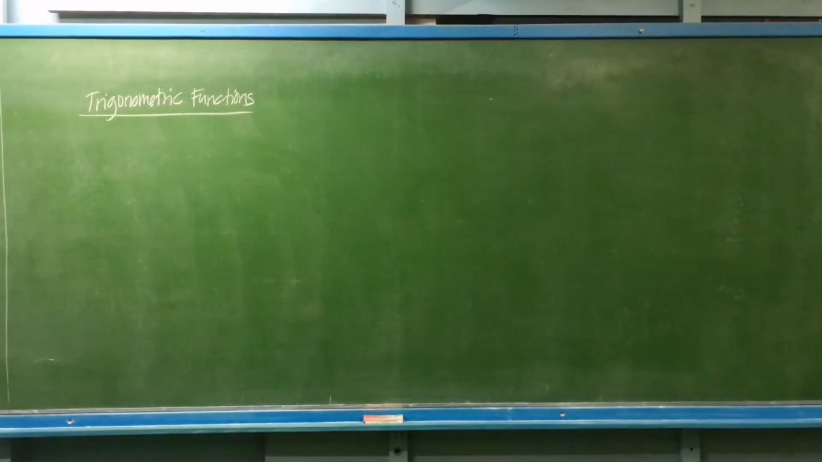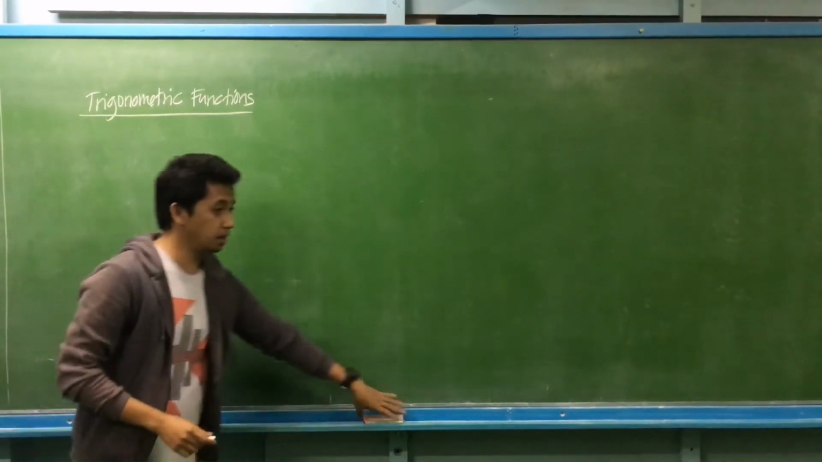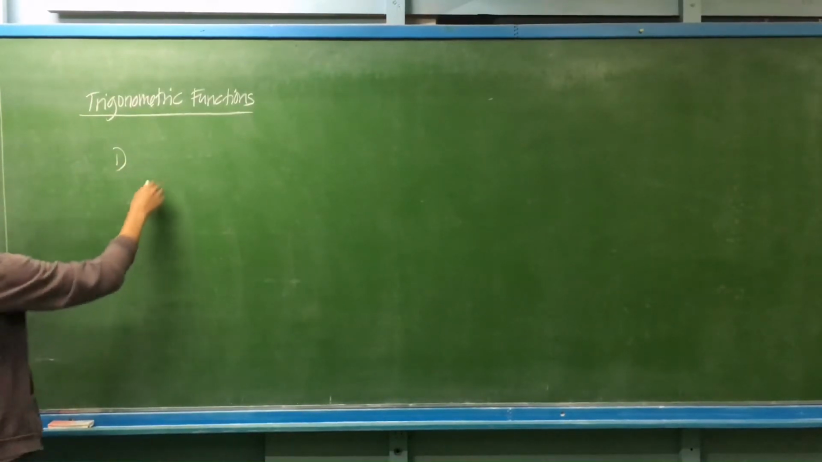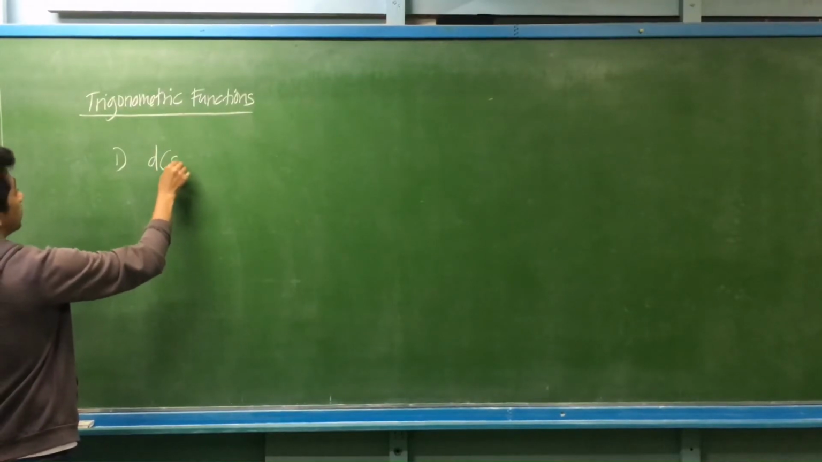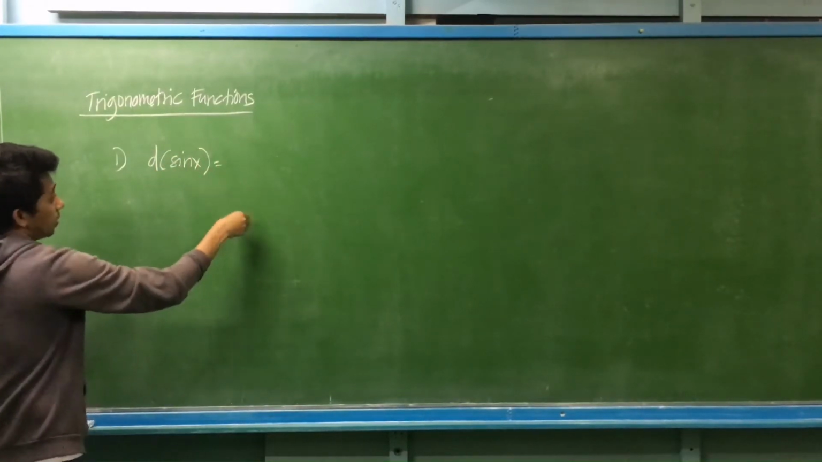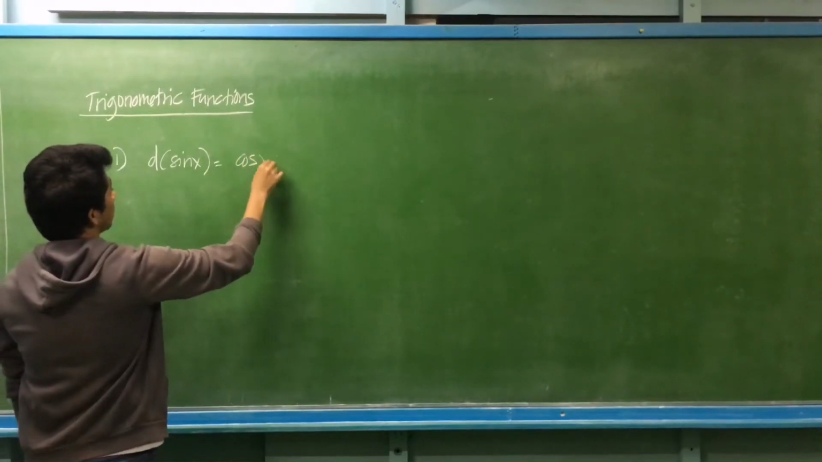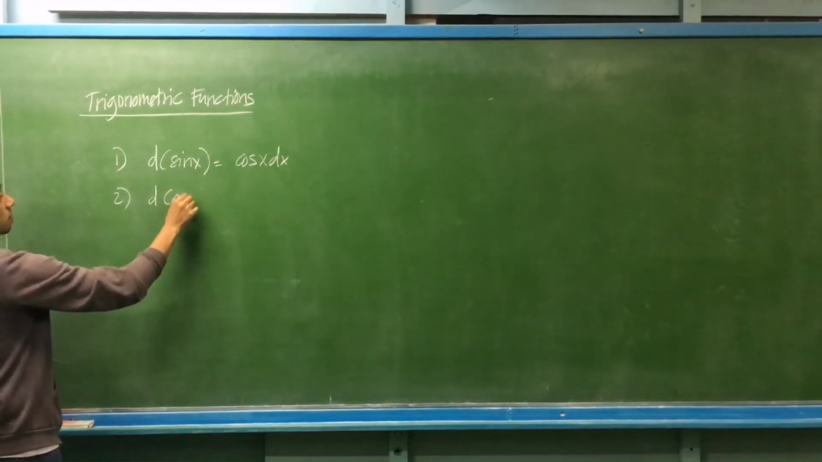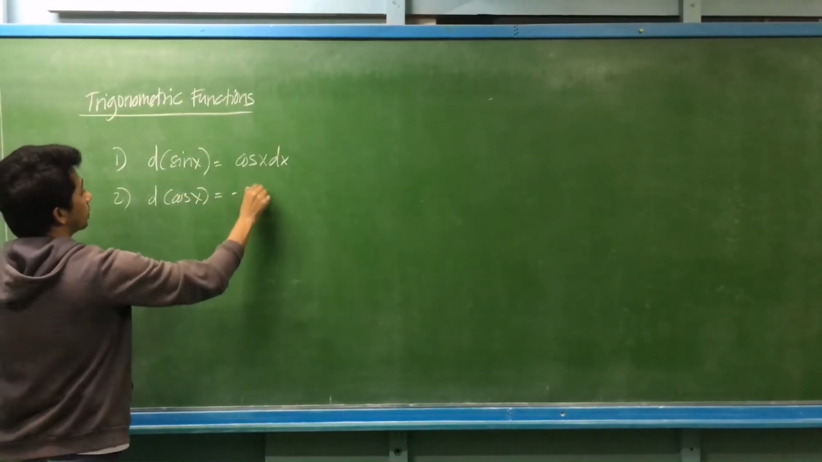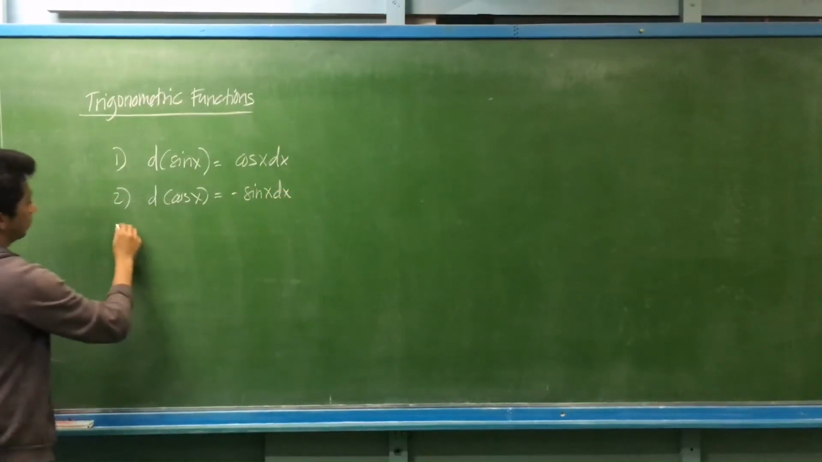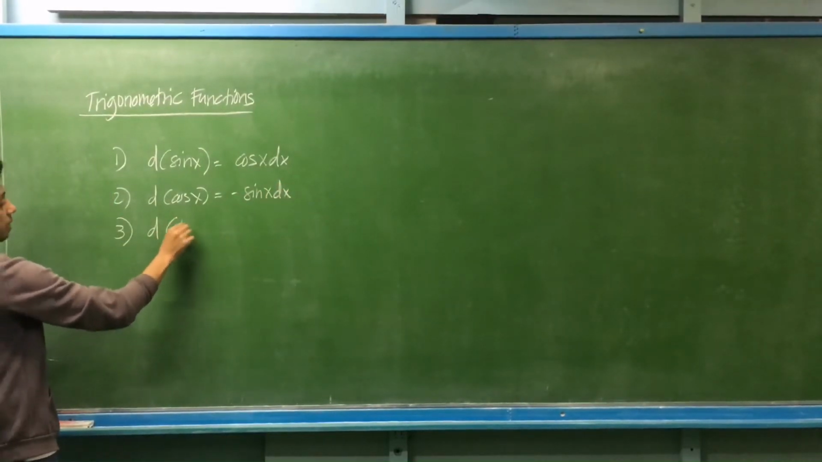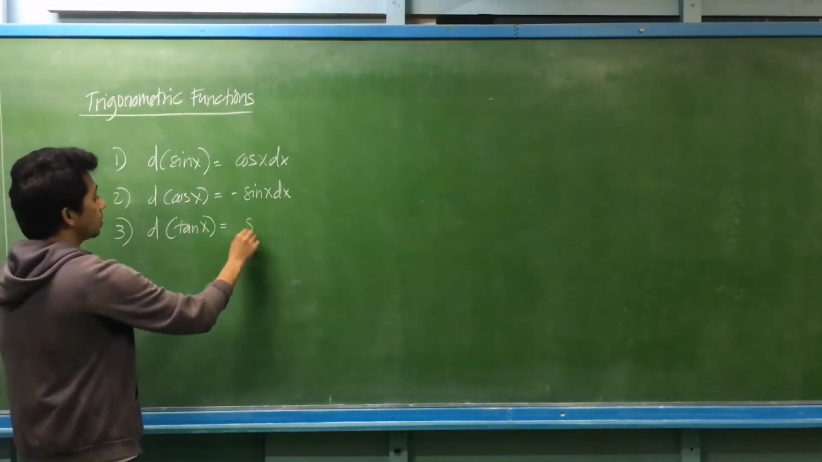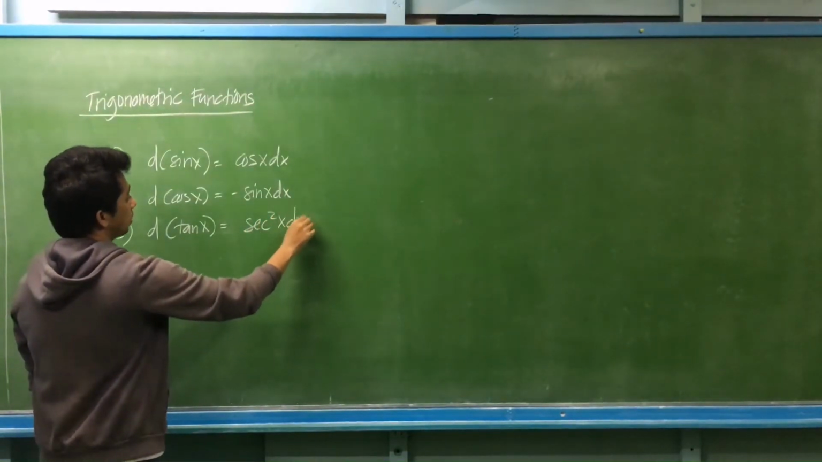Okay, so we proceed to trigonometric functions, or derivatives of trigonometric functions. So you have the 6 trigonometric functions. We have the derivative of, let's say, sine x. Derivative of sine x is equal to cosine x dx. Second, the derivative of cosine x is equal to negative sine x dx. Then number 3, the derivative of tangent of x is equal to secant squared x dx.